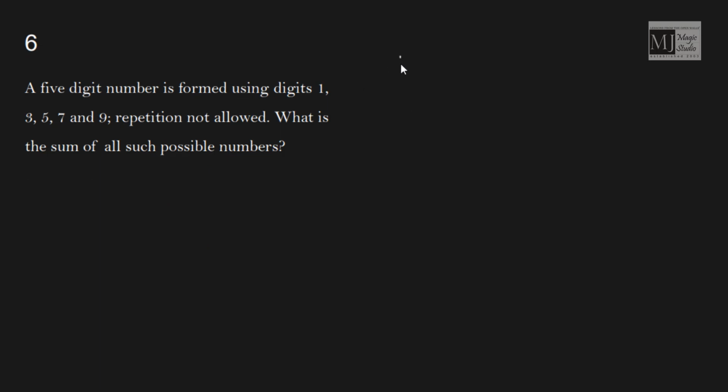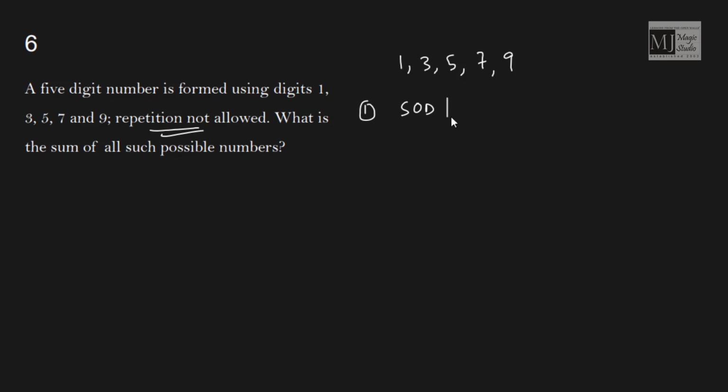A 5-digit number is formed using digits 1, 3, 5, 7, 9. Repetition is not allowed. What is the sum of all such possible numbers? To find the sum of all such possible numbers, we just follow 2 simple steps.